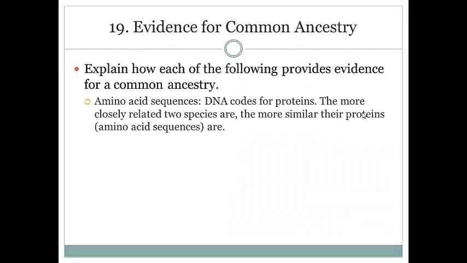Next one is about amino acid sequences. DNA codes for proteins. The DNA gives us the amino acid sequence. Just the way that DNA shows how closely related two organisms are, so do amino acid sequences. The more closely related two species are, the more similar their proteins, their amino acid sequences, are going to be.